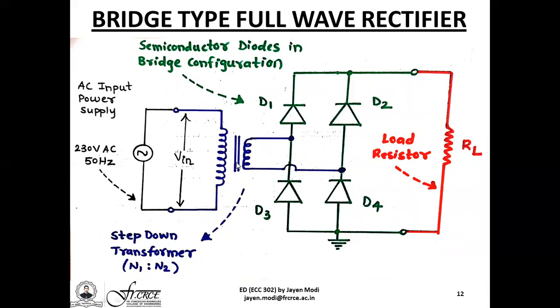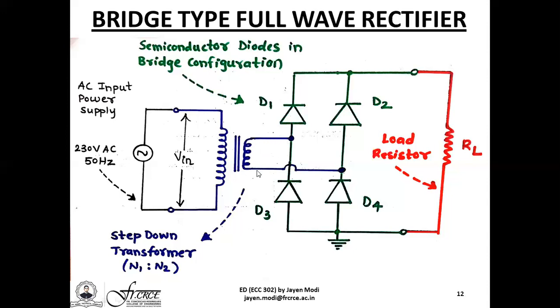You have a turns ratio of N1 is to N2, and since it is a step down transformer, the primary windings is definitely more as compared to the number of the turns on the secondary windings. So the part in blue shows the step down transformer in which the AC input power supply of 230 volts AC 50 hertz is directly applied to the primary of the step down transformer.